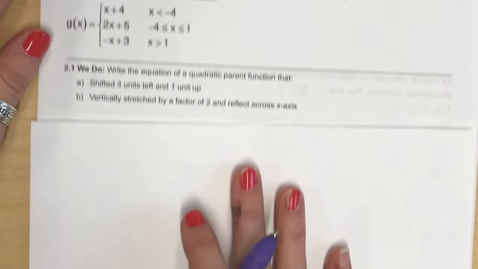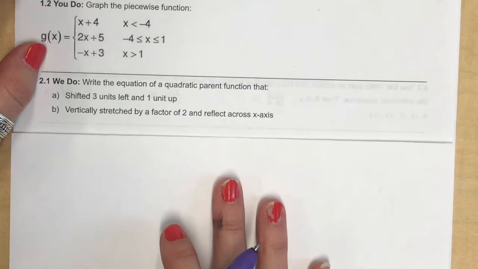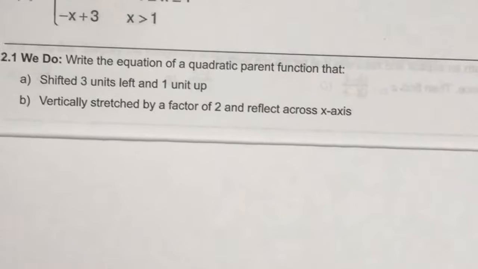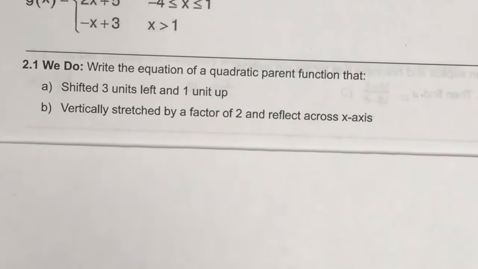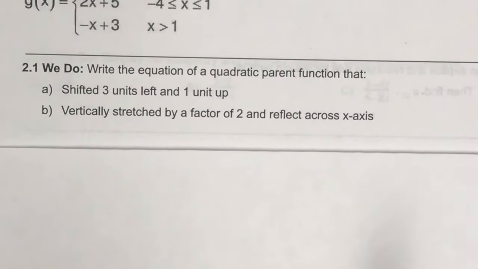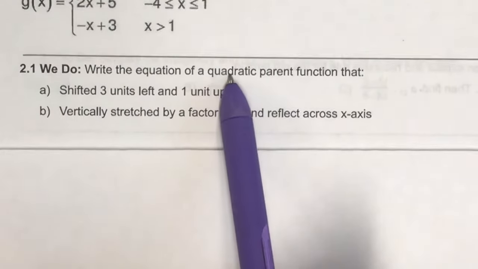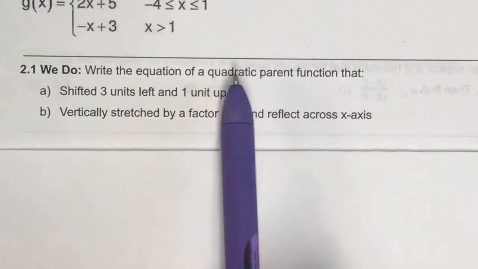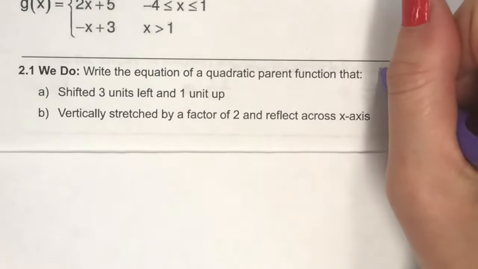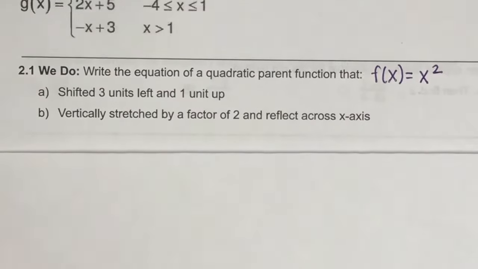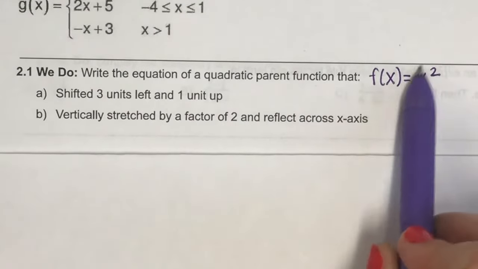Okay, now number 2, we are going to write the equation of a quadratic parent function that has been transformed in some way. Transformations are going to be really big on this exam. So if I'm looking at a quadratic parent function, the quadratic parent equation is f of x equals x squared. And I'm going to transform this equation in some way.